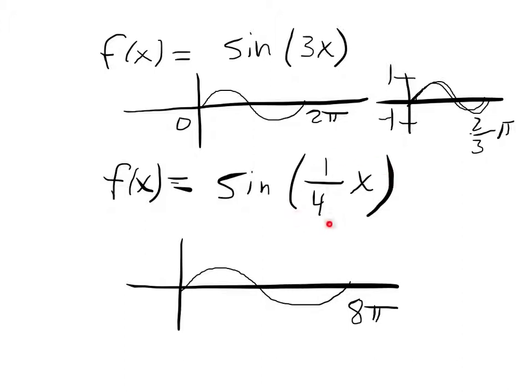So what's going to make this equal to 2 pi? Well, I'd have to put an 8 pi in for x, because 8 pi over 4 is 2 pi. Sine of 2 pi is going to be 0 again. So from 0 to 8 pi, I get my complete period done.